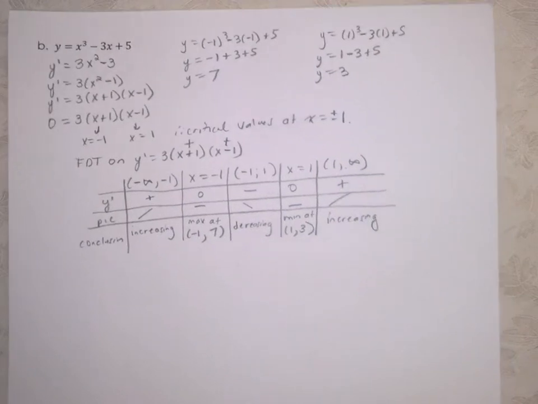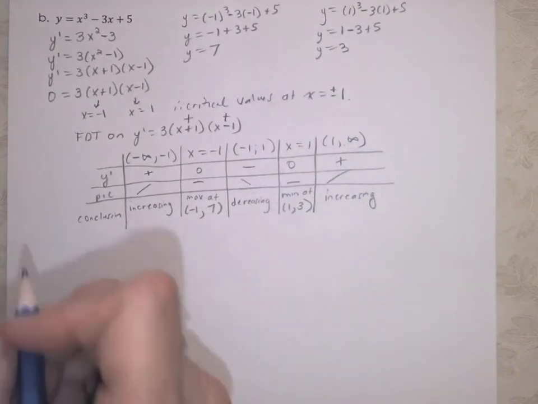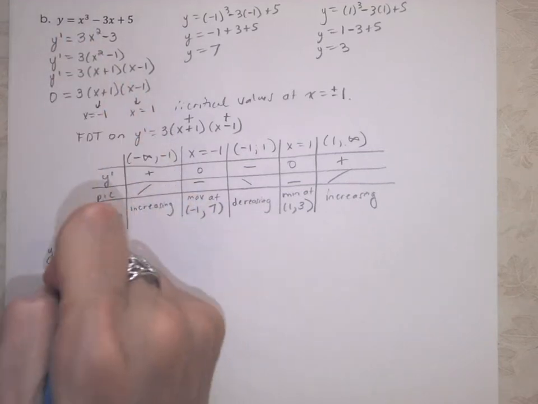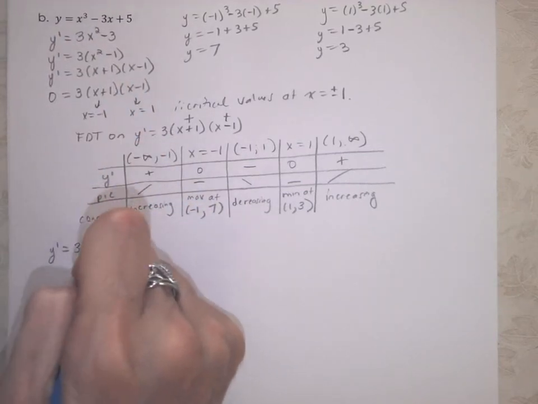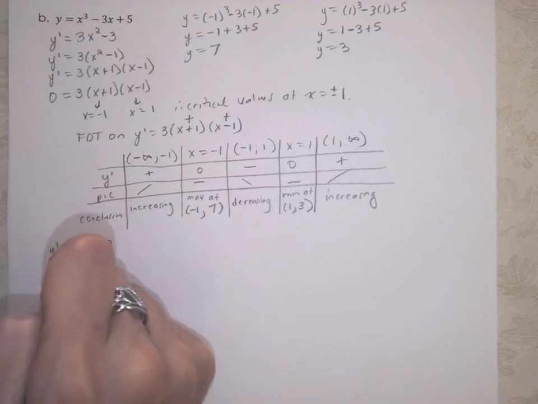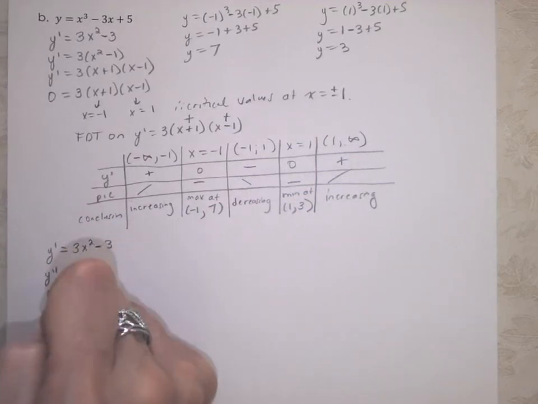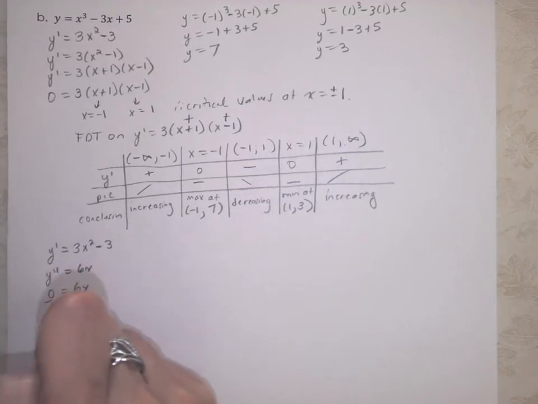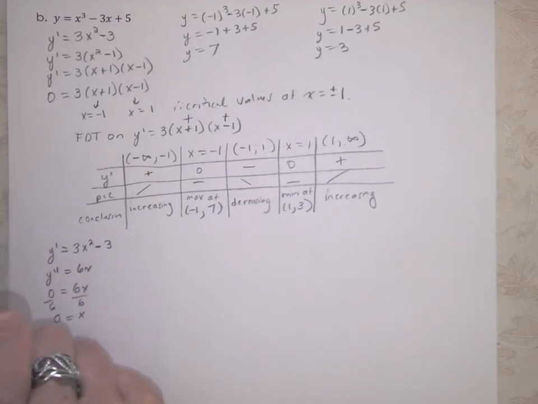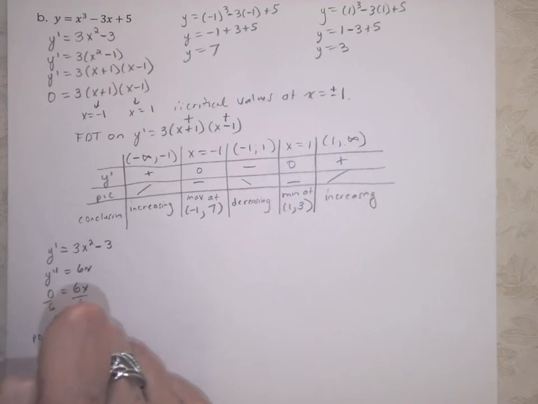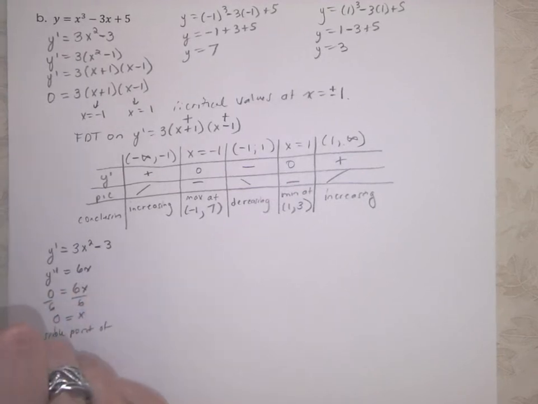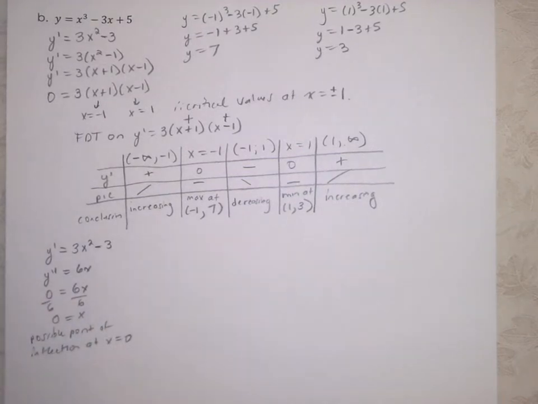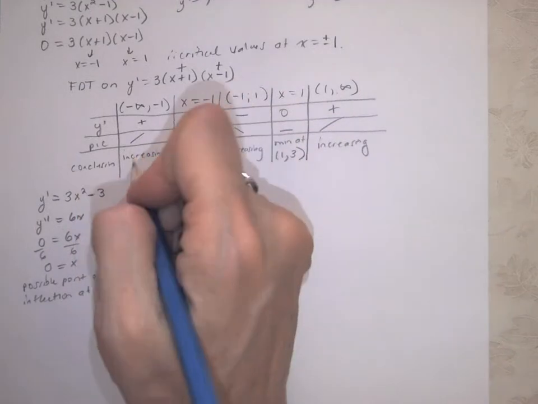All right, so there's my first derivative test. Now I'm going to find my second derivative, so I'm going to start with my first derivative in unsimplified form. Take the second derivative, set it equal to 0, and we get that x is 0. So possible point of inflection at x equals 0.